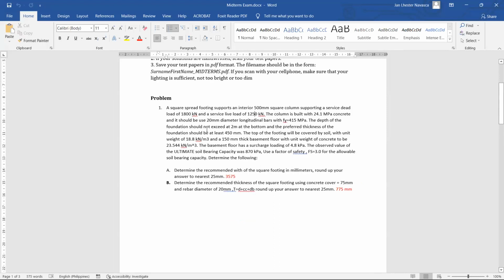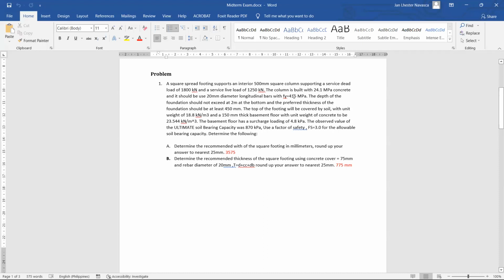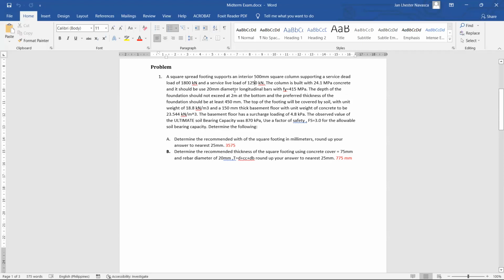Okay, sige, let's start. A square spread footing supports an interior 500 millimeter square column supporting a dead load of 1,800 kilonewton and a service live load of 1,250 kilonewton. The column is built with 24.1 megapascal concrete and it should use 20 millimeter diameter longitudinal bars with Fy equals to 415. The depth of the foundation should not exceed 2 meters at the bottom and the preferred thickness of the foundation should be at least 450 millimeters.